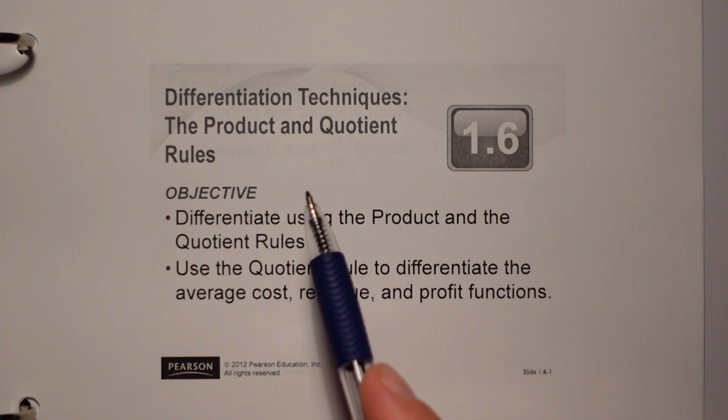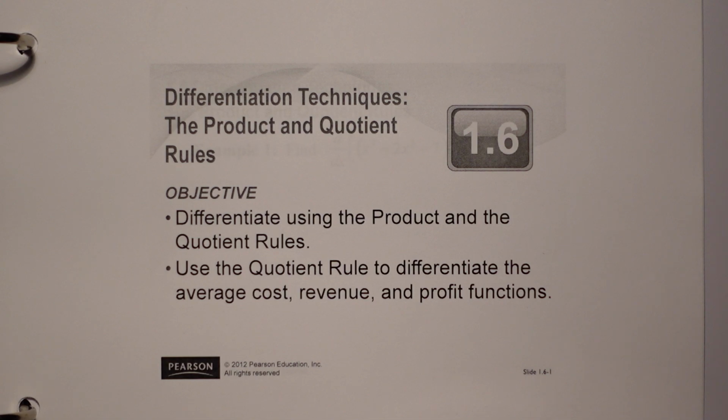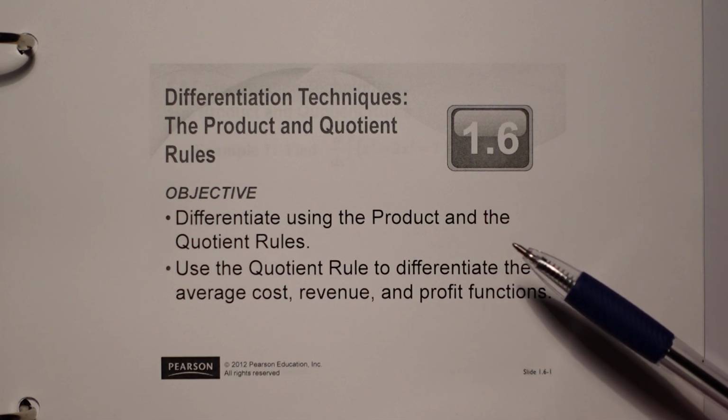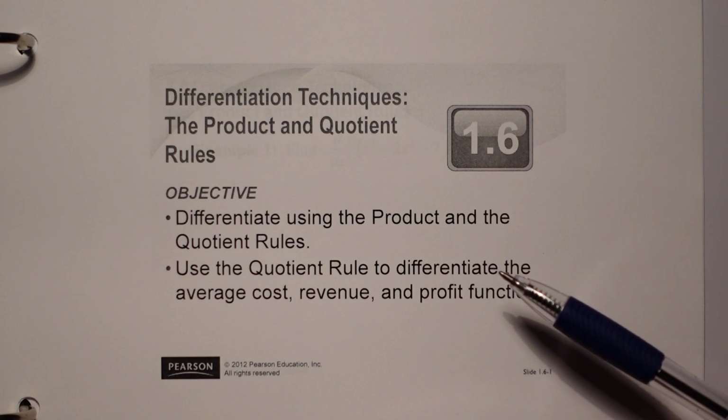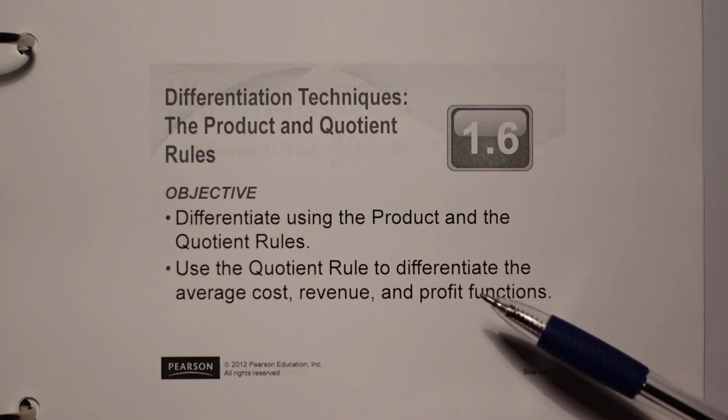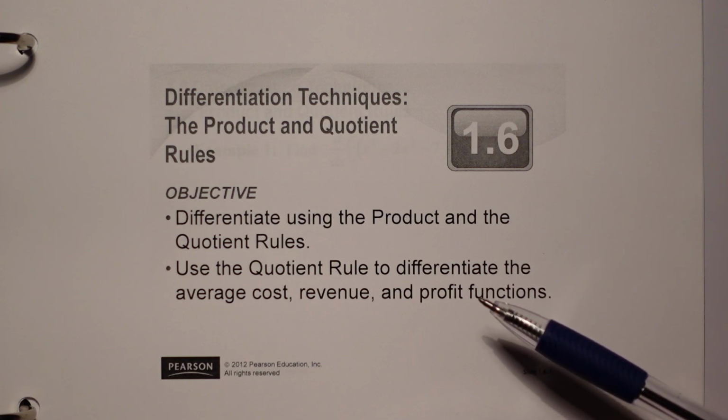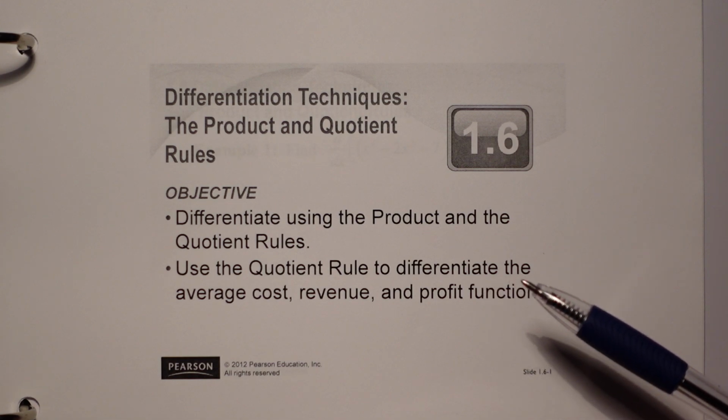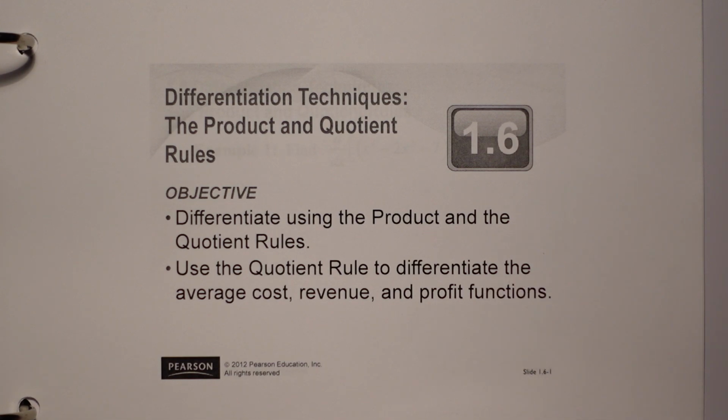We're going to talk about the product and the quotient rules. So the objectives here are pretty straightforward. We're going to start just by learning both of those differentiation techniques, and then towards the end we're going to use some of those techniques to differentiate average cost, revenue, and profit function. So there's a little bit of business application towards the end of this section.